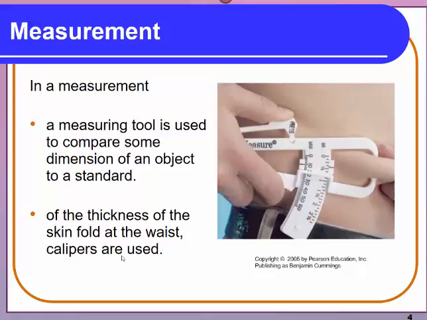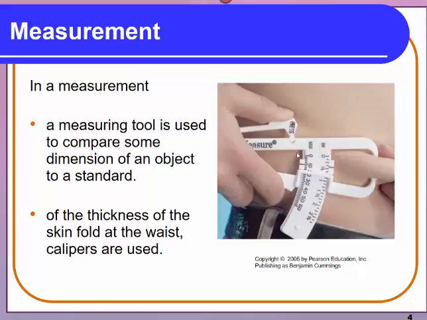For example, in a measurement involving the thickness of the skin fold at the waist, we use what are called calipers. If you want to measure how hot something is, you use what's called a thermometer. But again, the idea behind it is you have these little markings you see here. And you notice this device has two different types of measurements, in inches and in millimeters. They're going to represent the same measured value, but the number itself is going to be reported in different units. So we'll talk about this later on.